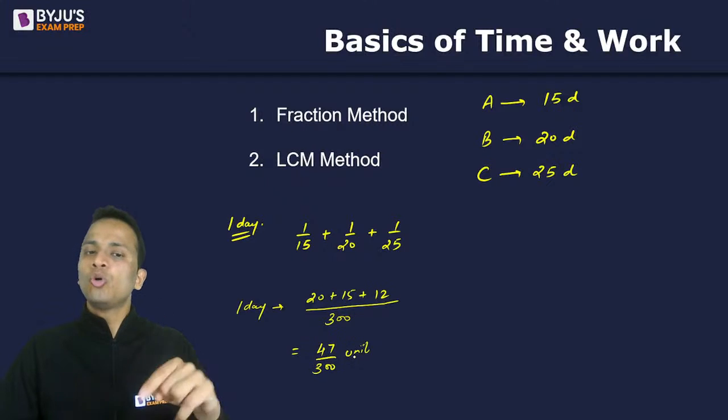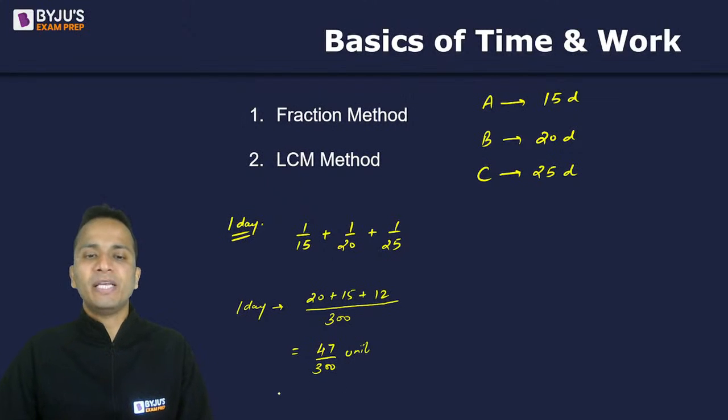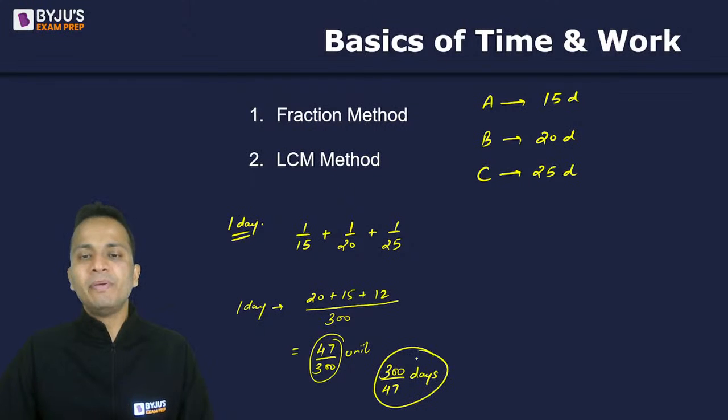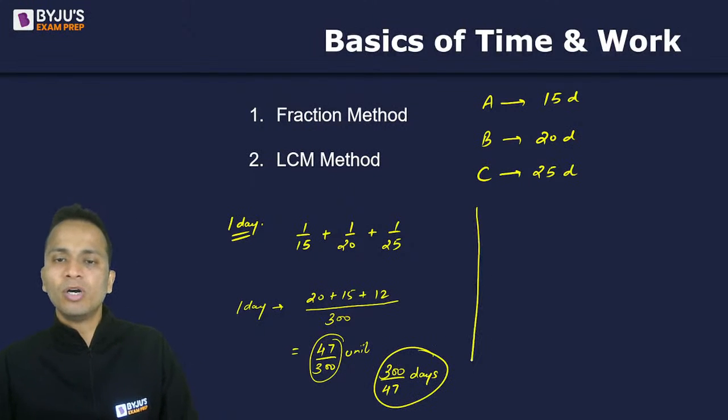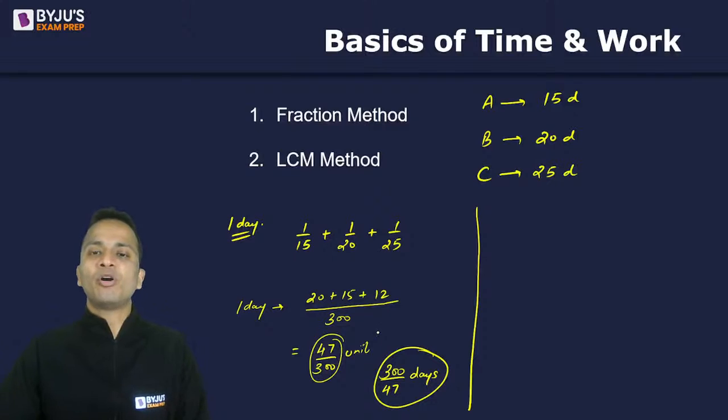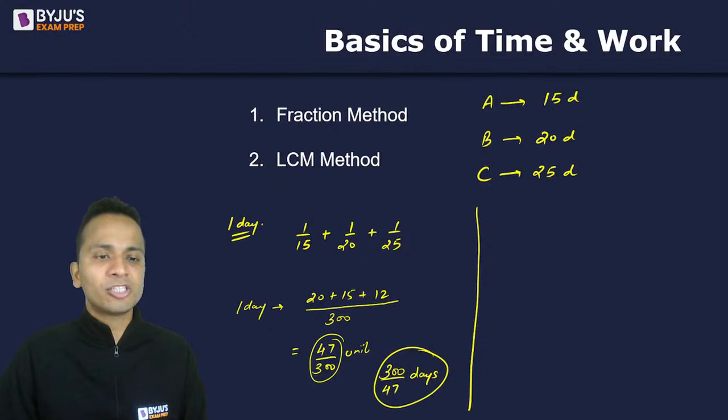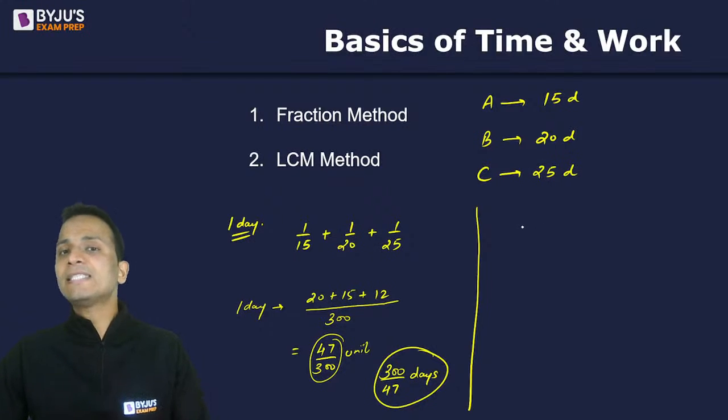So the entire work will be finished by them in the reciprocal of this number, that is 300 upon 47 days. Okay, so if A, B, and C will work together, the work will be finished in 300 upon 47 days. All right, this is the first method, fraction method. So as you can see, there are plenty of fractions involved in this question. Okay, looking at the second method.